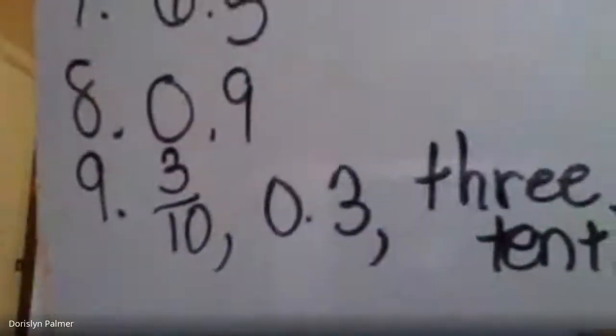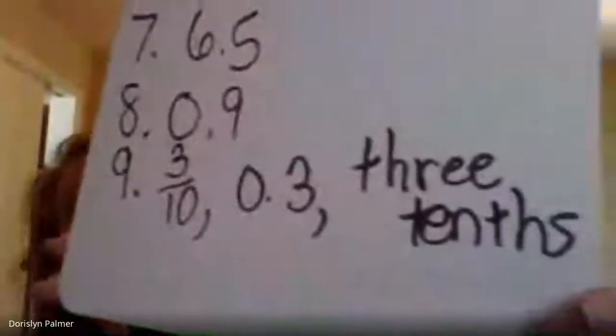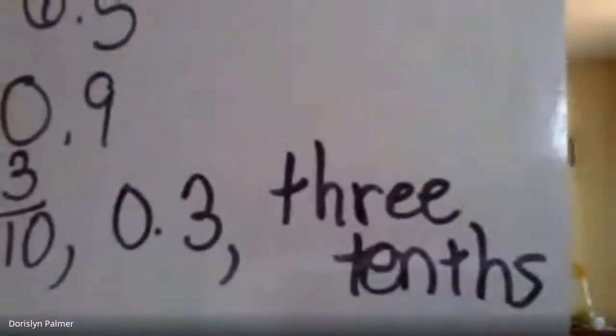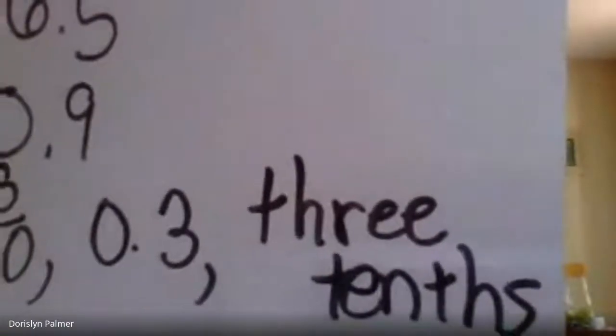All right, and Connor, I like the way you gave it to me all 3 ways, because they even asked for word form. Okay, 3/10, 0.3, and then they also want it in word form. When you write it in word form, make sure your tenths ends with a TH, right? Because it's not tens, it's tenths. Wouldn't 1/2 be 0.5? Yes.